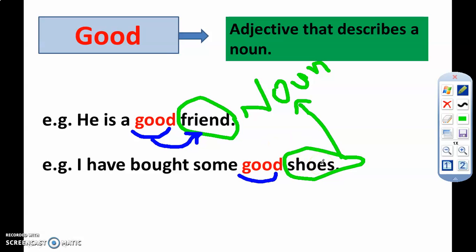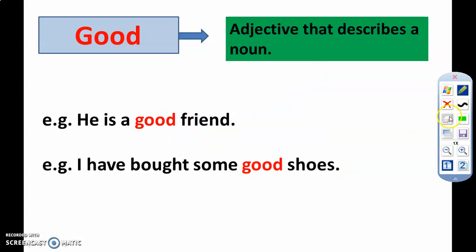Is this clear? I repeat. Good is an adjective, and adjectives are used to describe nouns, to give information about nouns, and usually the adjective comes before the noun. Look, I write good and then I write the noun. Same thing here. That's why we say the adjectives come before the noun. Okay, let's continue.